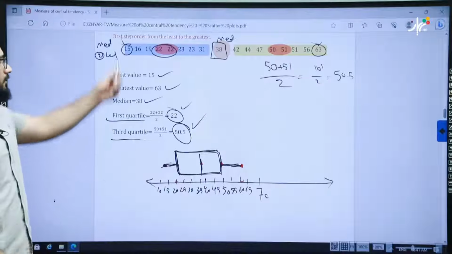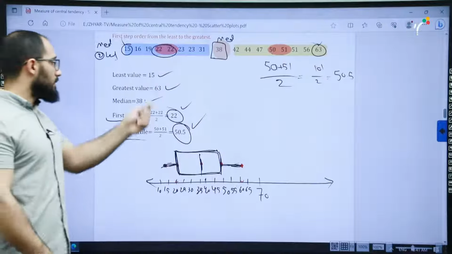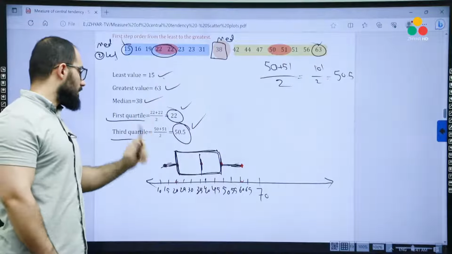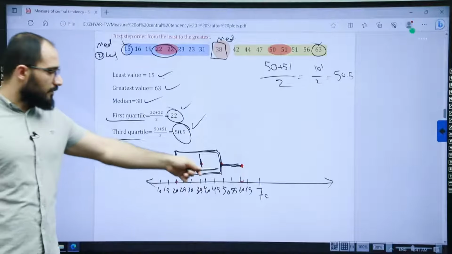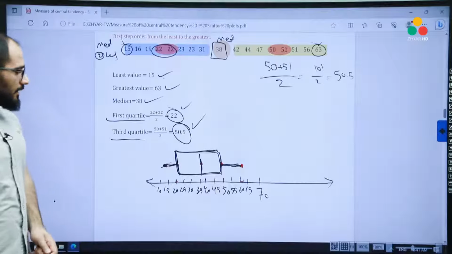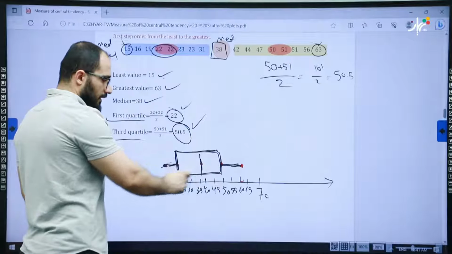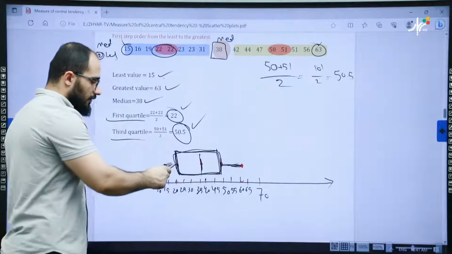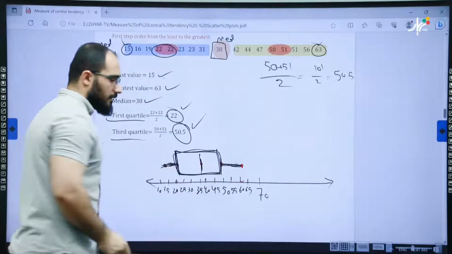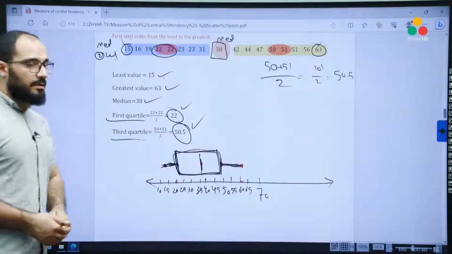So again, to draw a box and whisker plot, we need the least value, greatest value, median, first quartile and third quartile. After you plot them on the number line, for the first quartile and third quartile, make the box. For the least value and greatest value, connect them to the box. This is going to be the whisker. So we have a box and whisker plot.